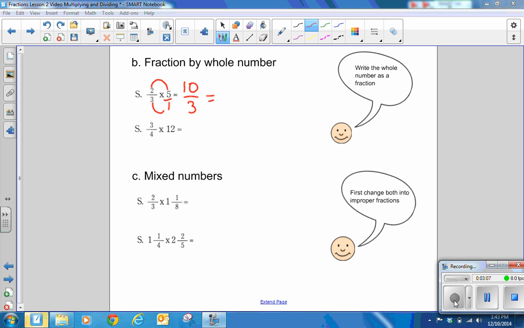I'm going to convert this fraction into a mixed number now. How many times does 3 go into 10? It goes 3 times. 3 times 3 is 9. And I have 1/3 left over.